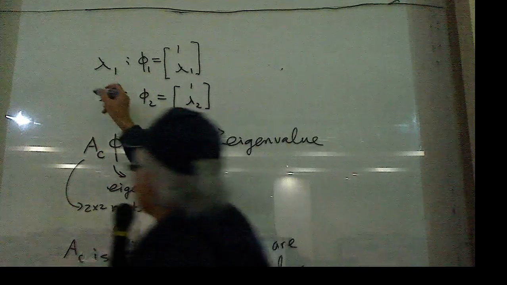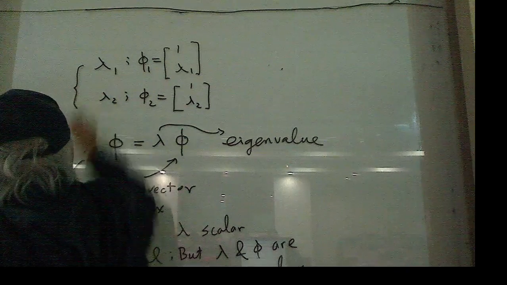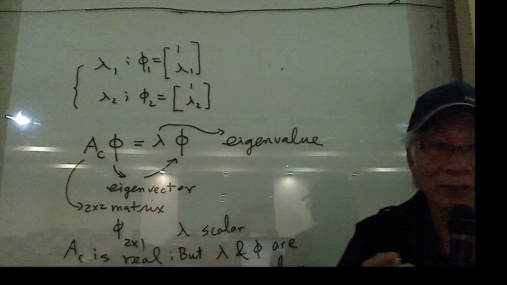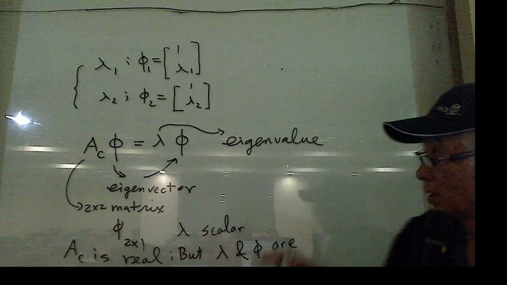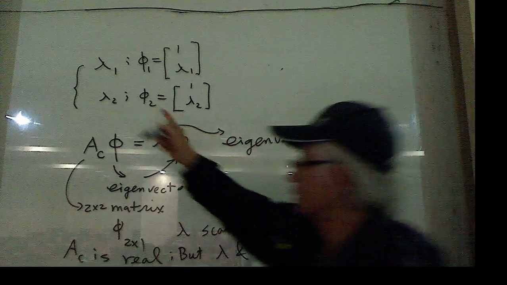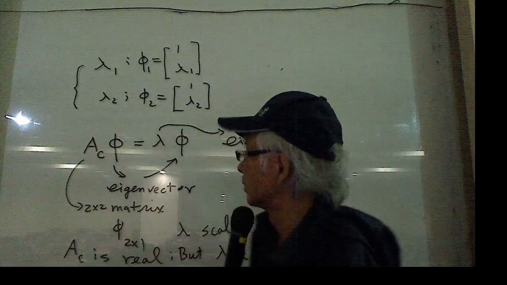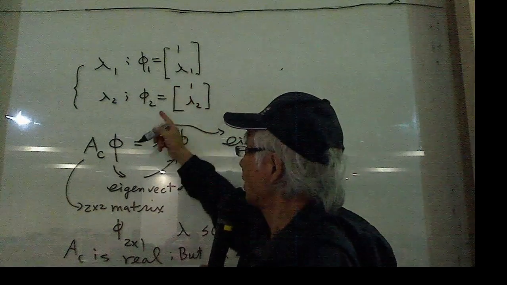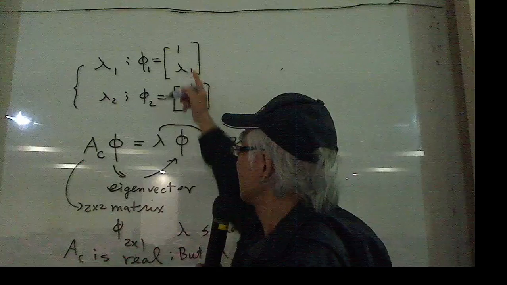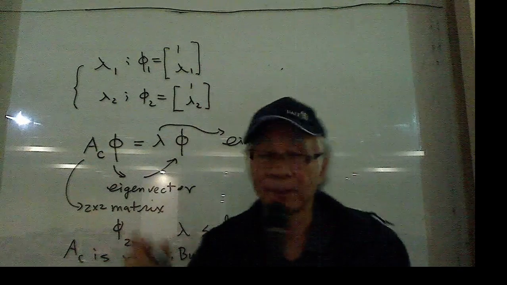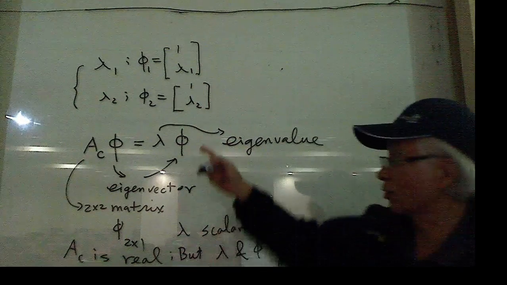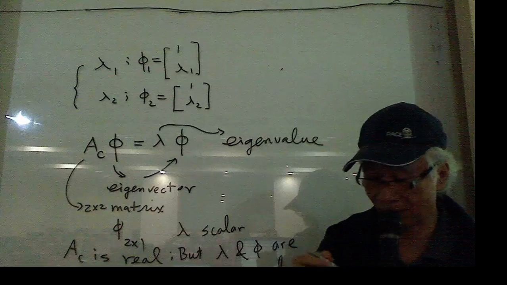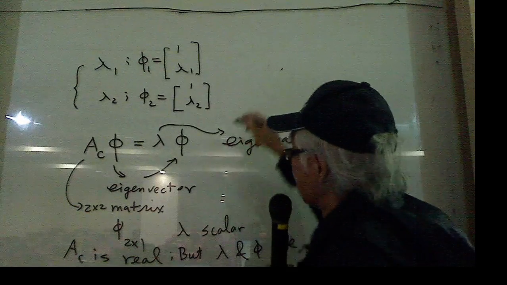For any system, like a mechanical second-order system, we always come up with a pair, number 1 and number 2, and so we come up with a pair of eigenvectors. It happened to be just like that, but it's not necessarily always like this.